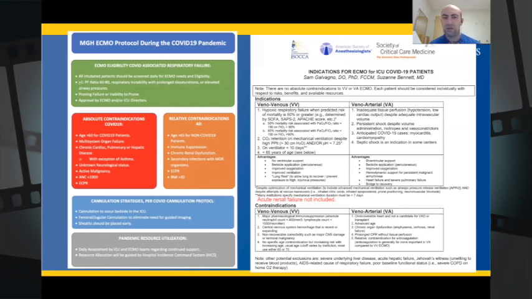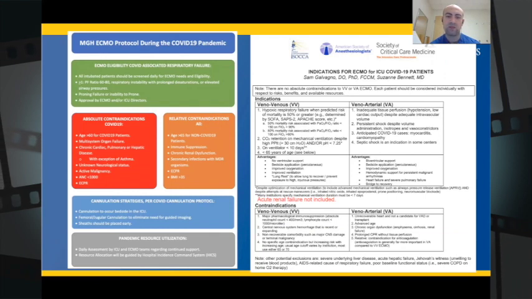The one on the right is actually from Sam Galbano, who published this on the ASA website and is also supported by the Society of Critical Care and the SOCA. Basically, it's the same criteria that I just mentioned, but given that acute renal failure is so common in the COVID-19 patients, they did not include acute renal failure as part of the exclusion or contraindication criteria.